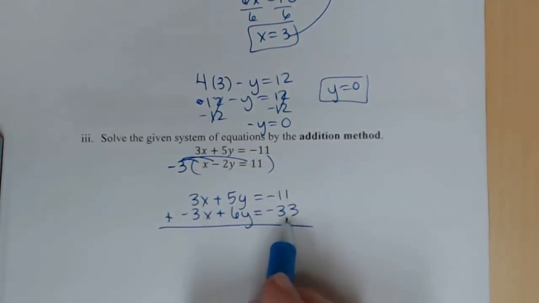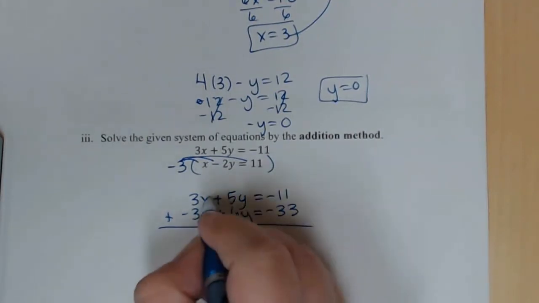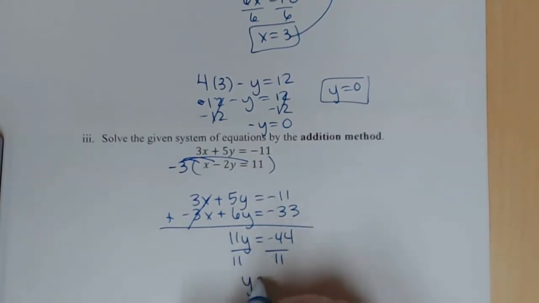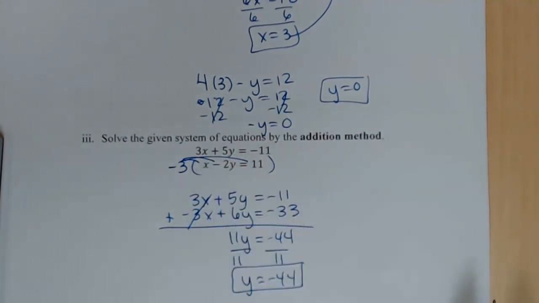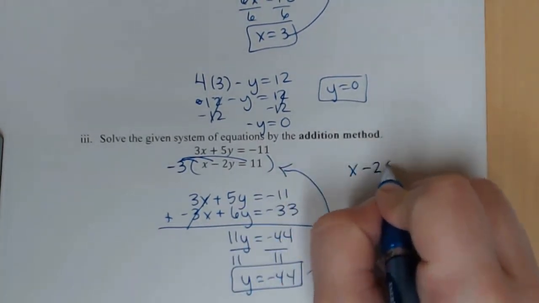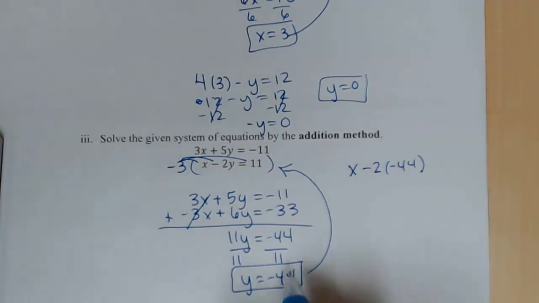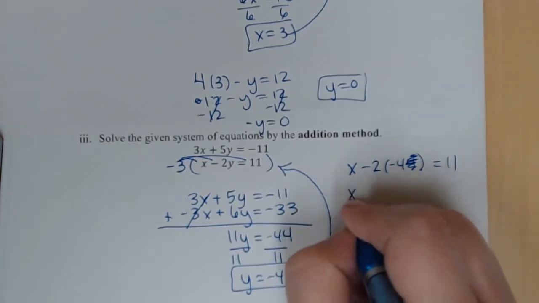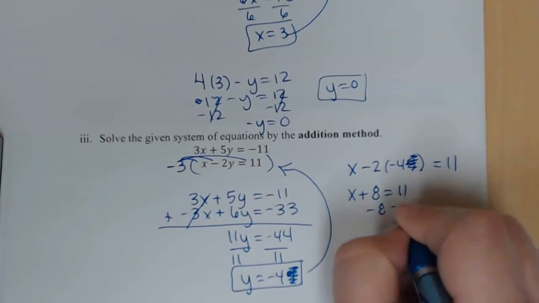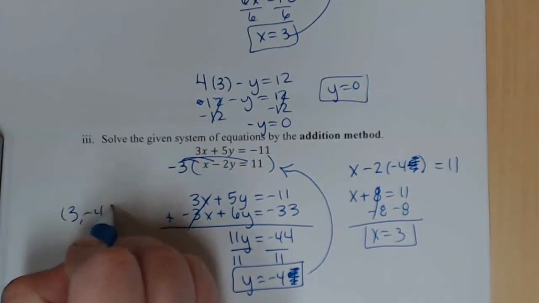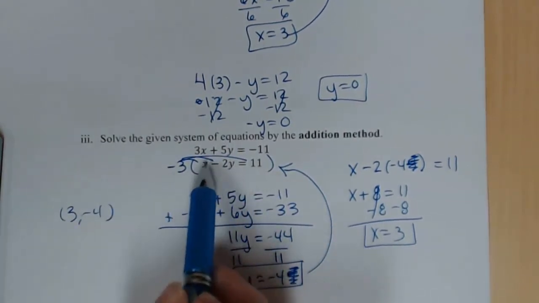So although I amped up the bottom one, I did that so that now I have opposites. That cancels. I get 11y equal to negative 44. And then I can divide. So I get y to be negative 4. Now go up into any of the equations you like to solve for this. I'm just going to go up into this one here. So x minus 2 times negative 4, since negative 44 divided by 11 is negative 4, equal to 11. So that gives me x plus 8 equal to 11, and then I can solve. So I wanted to do this one because I wanted to show you a problem where I had to multiply one of the equations to create that opposite.